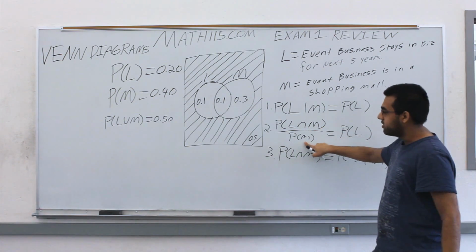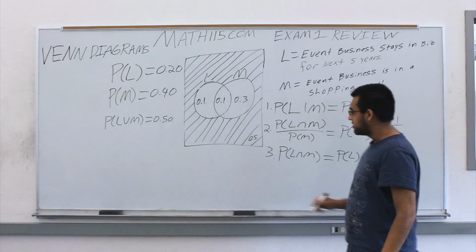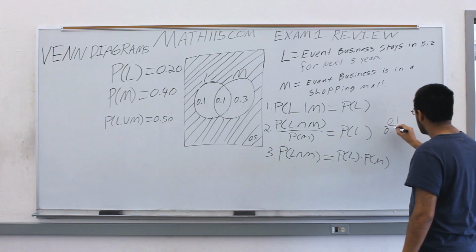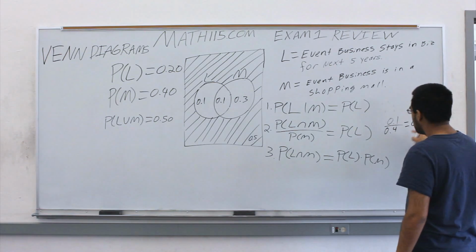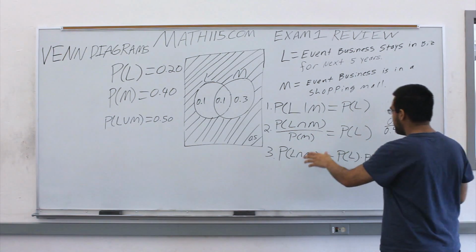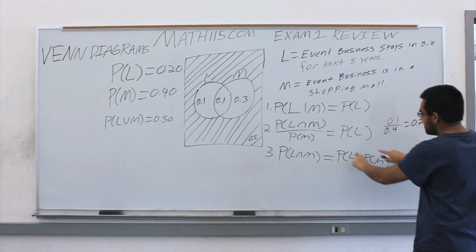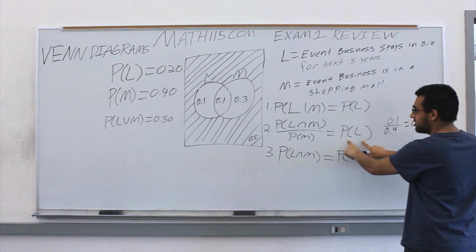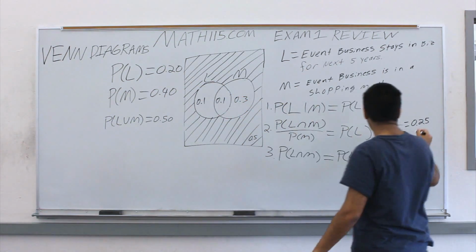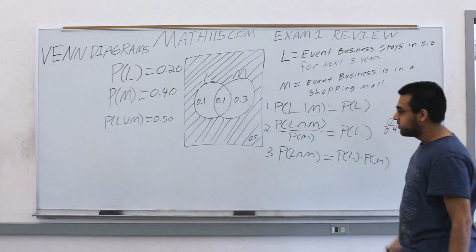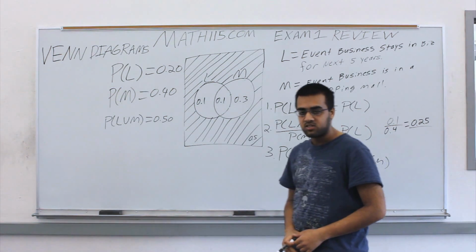And then we know that the probability of M is 40%, right? So we can put the 0.4 here. So this is equal to 0.25. So what this is saying is that if they're independent, this number here needs to equal what the probability of L is. Well, we know that the probability of L is 20%, which is clearly not 25%. So in this case, they're not independent.